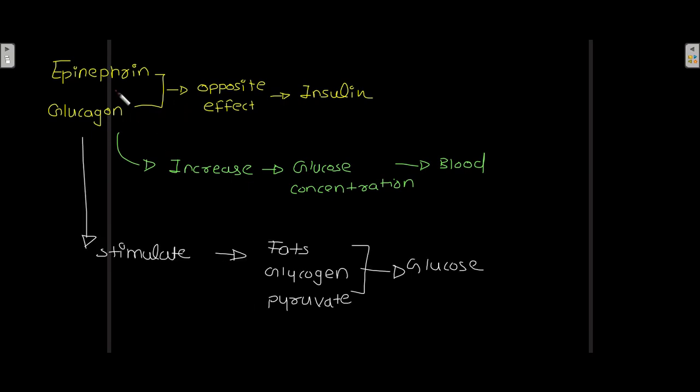Now, epinephrine and glucagon stimulate the conversion of fat, glycogen, and pyruvate into glucose. This is stimulated by epinephrine and glucagon. So insulin converts glucose into these things, and epinephrine and glucagon convert these things into glucose. So they have opposite effects with respect to each other.